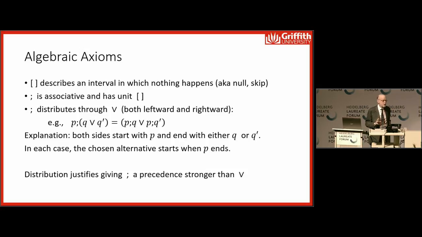Both of these compositions are associative and they have the same unit. It's very unusual in algebra to find two operators with the same unit, but it has some consequences that are very important for our application to concurrency.